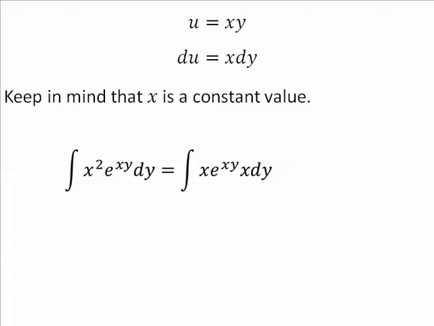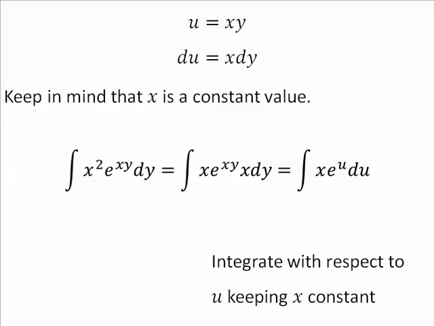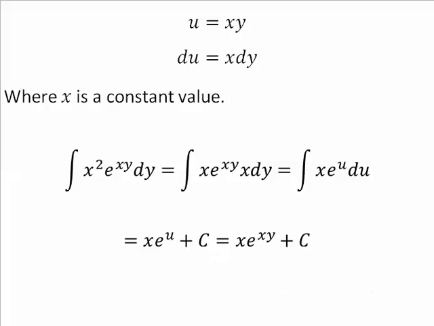And then I have e to the xy. That's going to be e to the u. So let's go ahead and do our substitution. I have an x left over, and that's okay because x is not a variable, it's a number. Again, think of x as being, for example, 5. So if x is just a number, then it's just a coefficient. Let's integrate. We're integrating with respect to u, keeping x constant. When I do that, I get x times e to the u. Now substitute back. Remember, u is equal to xy. And so the antiderivative is x e to the xy.